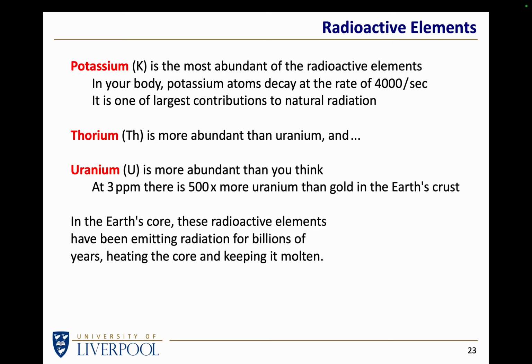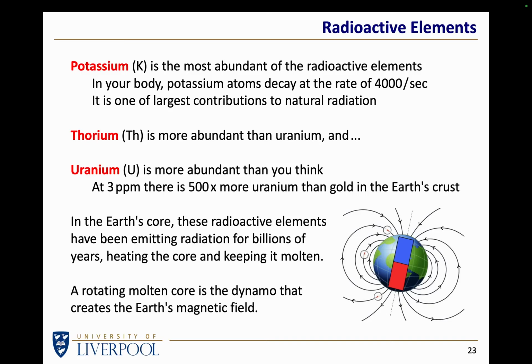In the Earth's core, these elements, potassium, thorium, and uranium, are decaying, producing particles, producing energy, producing heat effectively, and that is keeping the core of the Earth warm. It is keeping it molten. And if you have a molten core, a rotating metal core that's made of liquid, you've got a dynamo, so you've got the Earth's magnetic field.